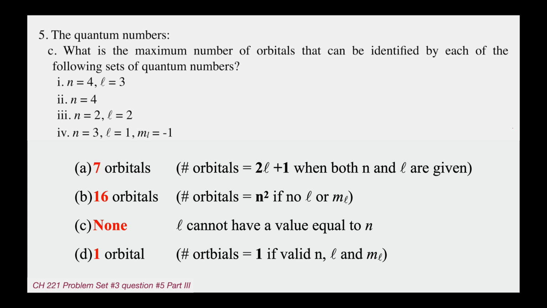So if you had n equals 3, it would be 3 squared, 9 orbitals, but we have L equals 1, so that's like a subset. So if L equals 1, 2 times 1 plus 1, 3 orbitals would correspond to L equals 1, and the values of M sub L would be -1, 0, and +1. But then it's saying specifically, we just want the M sub L equals -1 orbital. That's going to be just one orbital in that set.